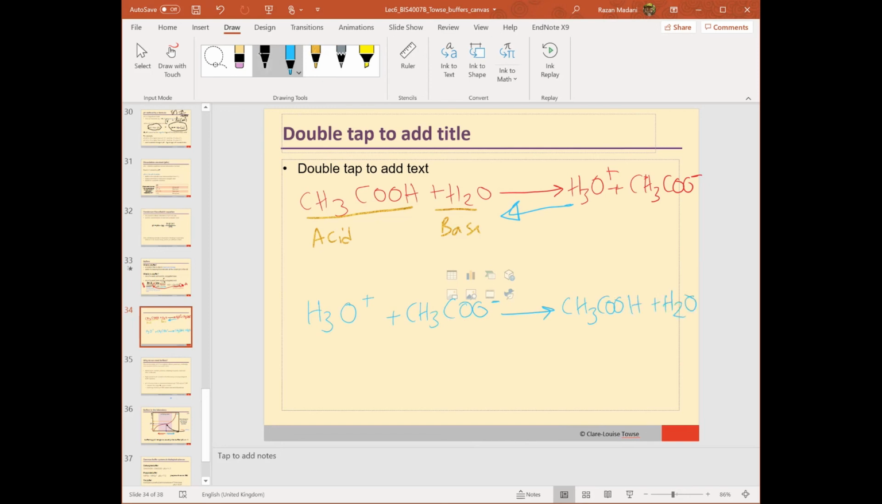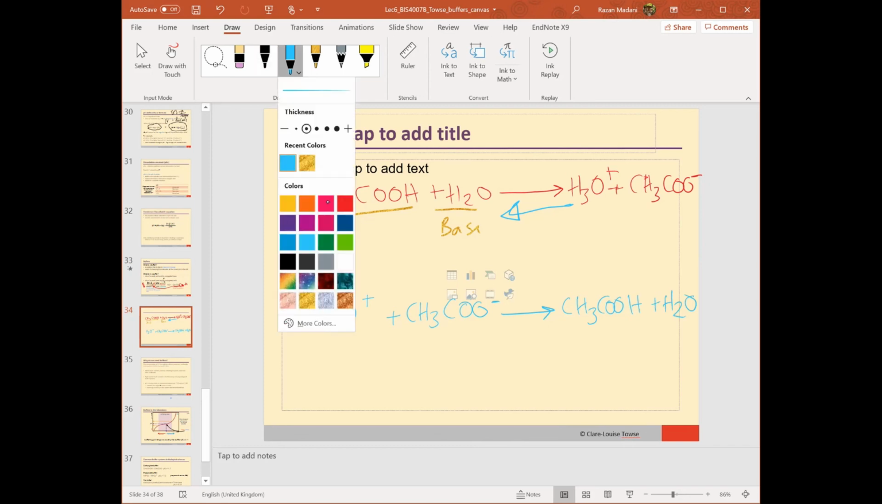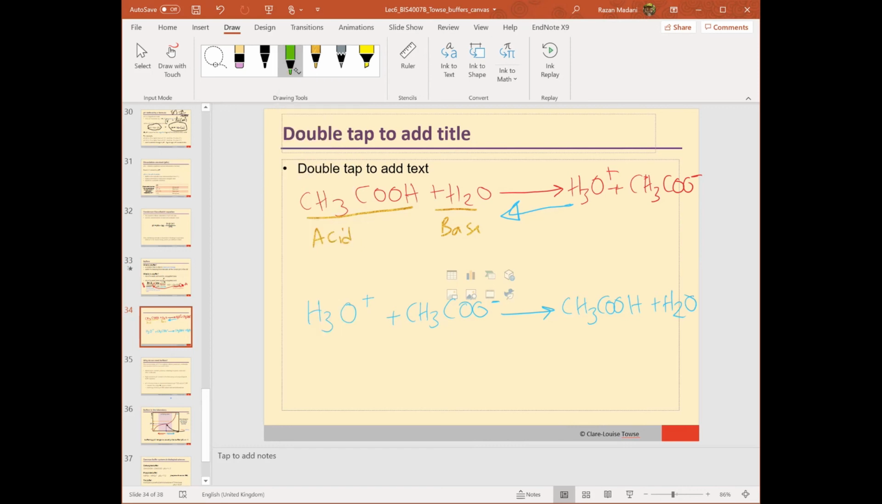Okay, so let's pick a color, green. So who's acting from this side?